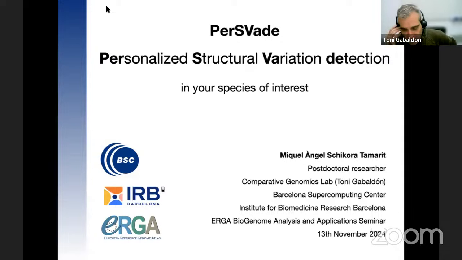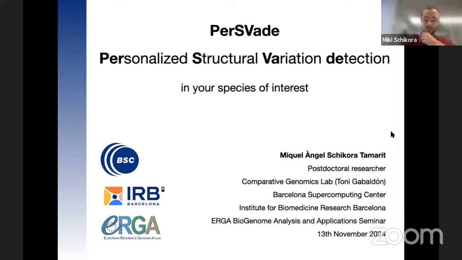He's Schikora Tamarit, and he's a postdoctoral researcher in the Barcelona Supercomputing Center and also at the Institute of Research in Biomedicine in Barcelona. And he's going to talk about PerSVade, which is a tool for personalized structural variation detection, which we hope is going to be useful also for you when working with non-model organisms. So whenever you want, Miki, you can start.